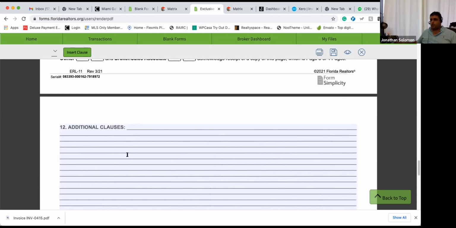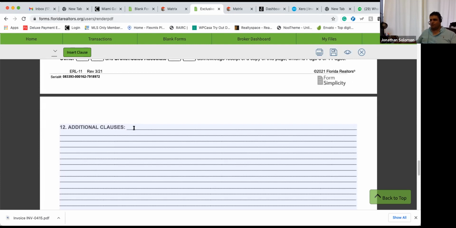And of course, the additional clause. Be very careful when you put in an additional clause not to be accused of performing illegal, let's call it, legal acts.